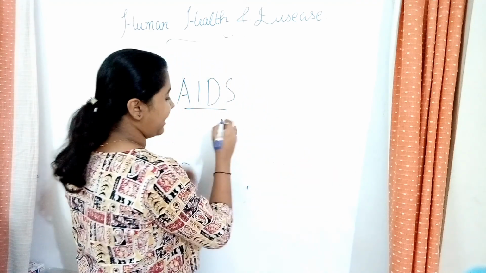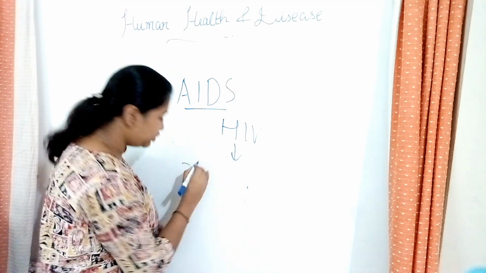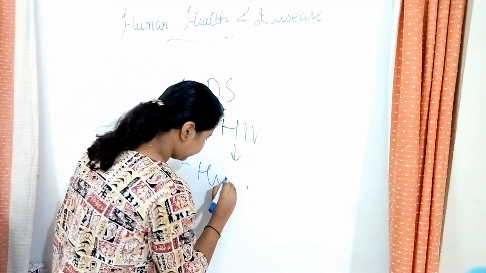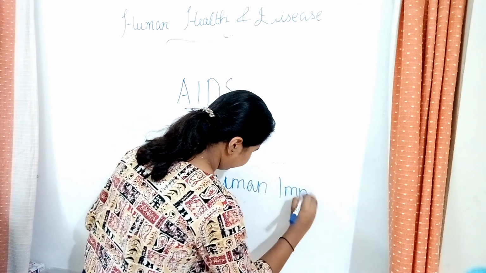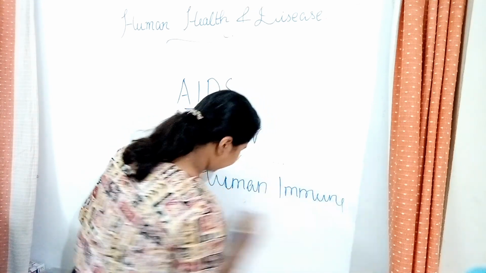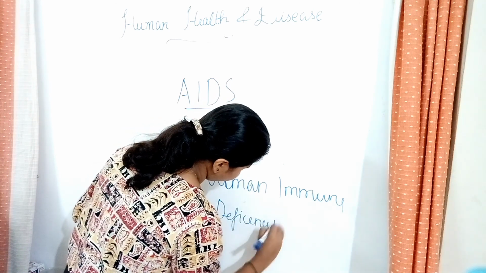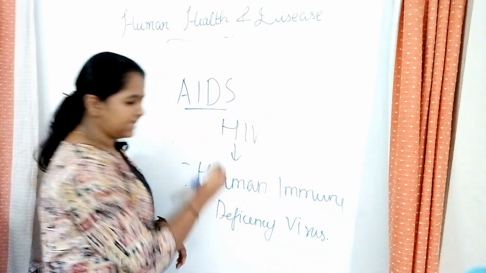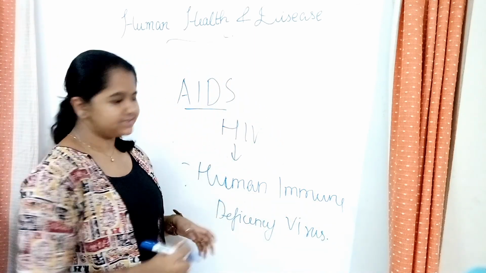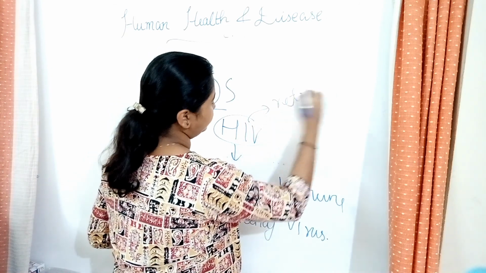So AIDS is a viral disease. It's a deadly viral disease. HIV. What is H? Human immune deficiency virus. That is HIV. That's a retrovirus. So what is HIV? A retrovirus.